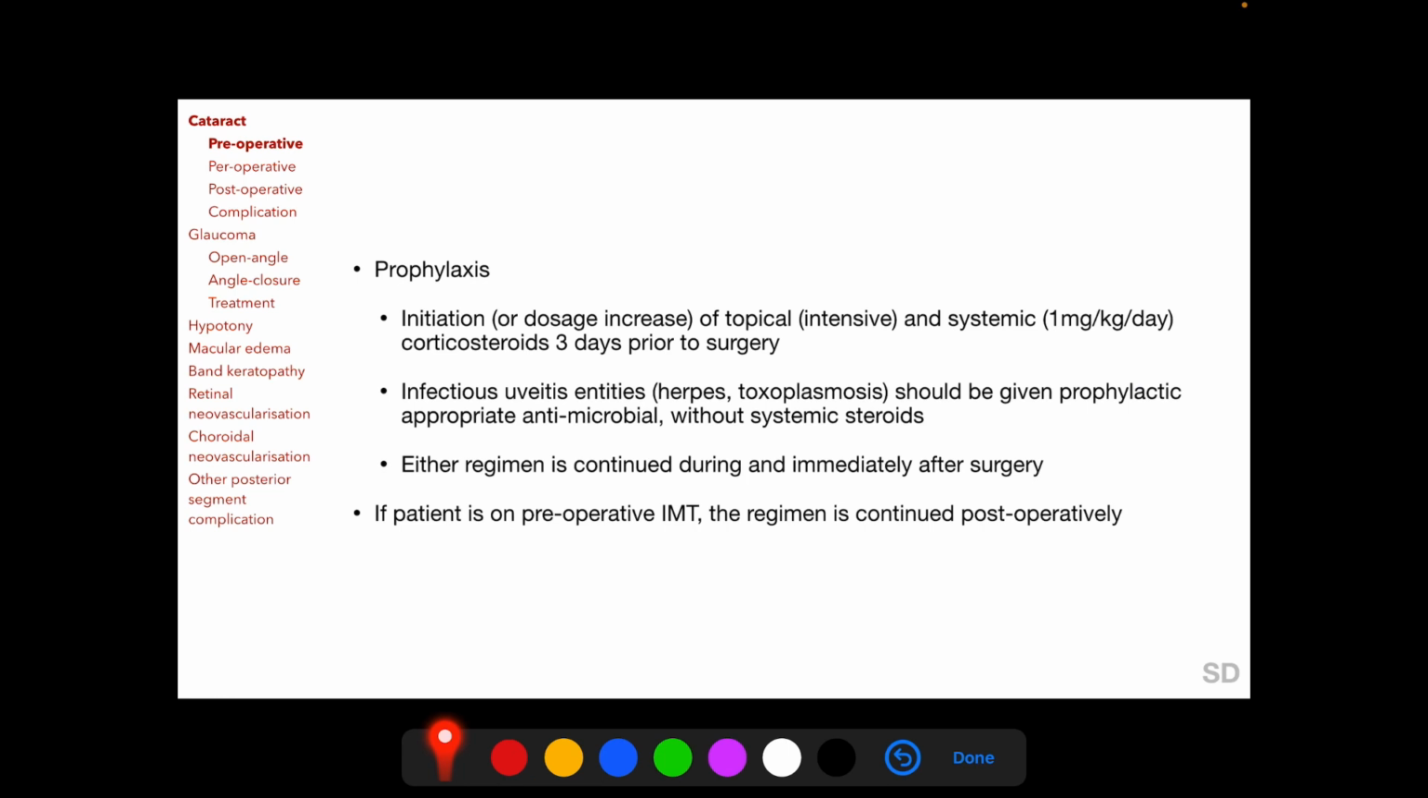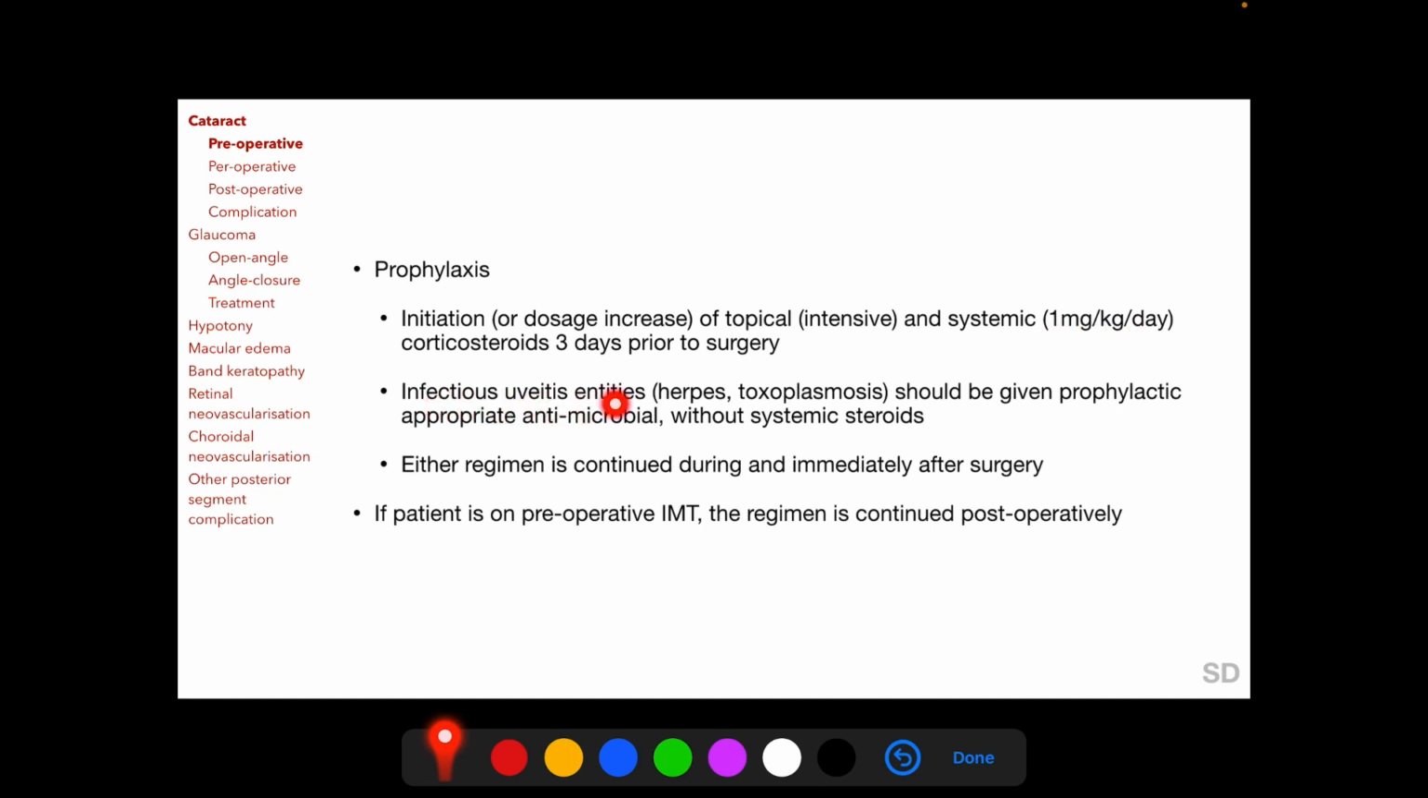Preoperative prophylaxis prior to cataract surgery to prevent postoperative recurrence of uveitis should be instituted 3 days prior to surgery, and includes initiation or increase of dosage of topical and systemic corticosteroids. Topical steroids should be intensive as frequently as 1 hour, and systemic steroids should be given at the dosage of 1 mg per kilogram per day.